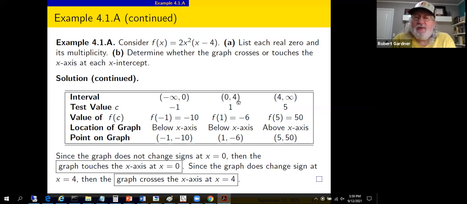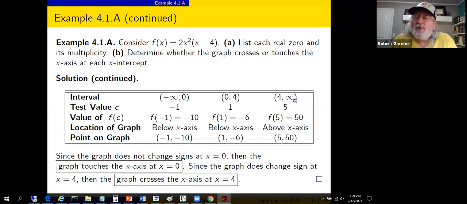Pick a number, any number between 0 and 4. Yeah, arithmetic with small numbers is easier. You use 1 or 2. Can't use 0 or 4 because they're endpoints, and this is an open interval. It doesn't include its endpoints. So we'll use 1, do the arithmetic. Trust me on this. We get -6 out there. Negative, so the function is below the x-axis throughout that interval. So it's below the x-axis, and then it's below the x-axis again. Hey, what happened at 0? It must have touched the x-axis and not crossed it, because it didn't change sign. It stayed below the x-axis and below the x-axis.